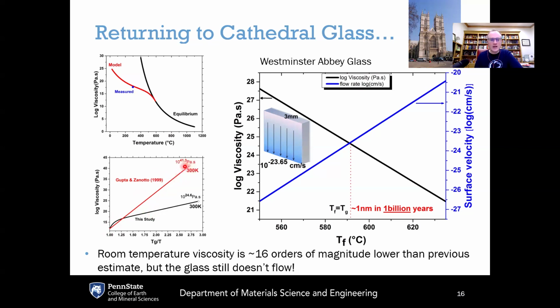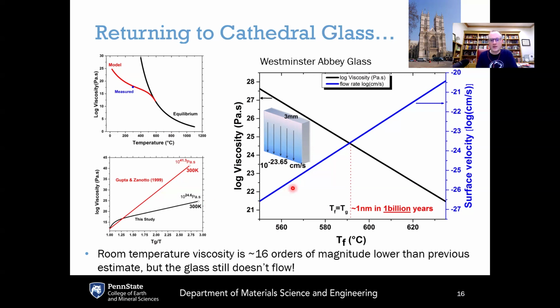So Gupta and Zanotto had predicted a viscosity of 10 to the 41.3 Pascal seconds at room temperature. Recall this was like 9 orders of magnitude higher than Zanotto's original prediction. However, with our study, we were actually showing significantly lower viscosity of the real medieval glass using the more advanced theory and experiments. It was 10 to the 24.6 Pascal seconds. So about 16 orders of magnitude faster flow. That's an enormous difference compared to the prediction from Gupta and Zanotto. However, it is still much too high a viscosity to observe the viscous flow behavior on the time scale of hundreds of years.